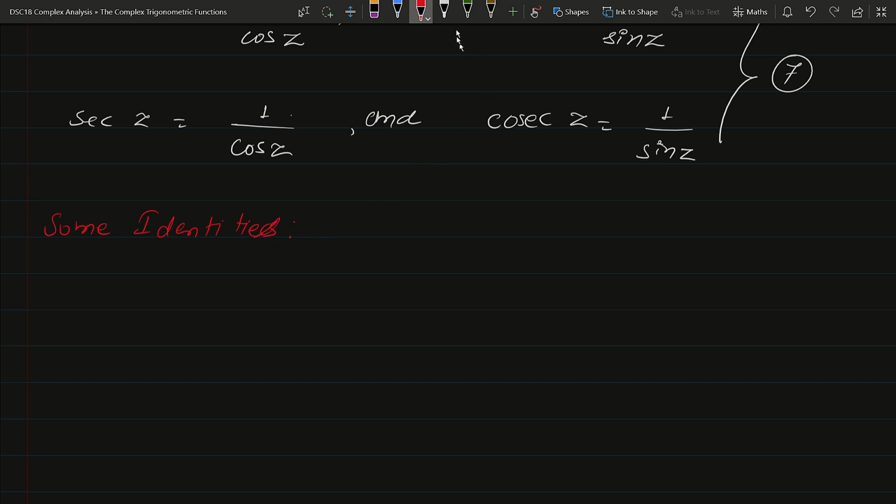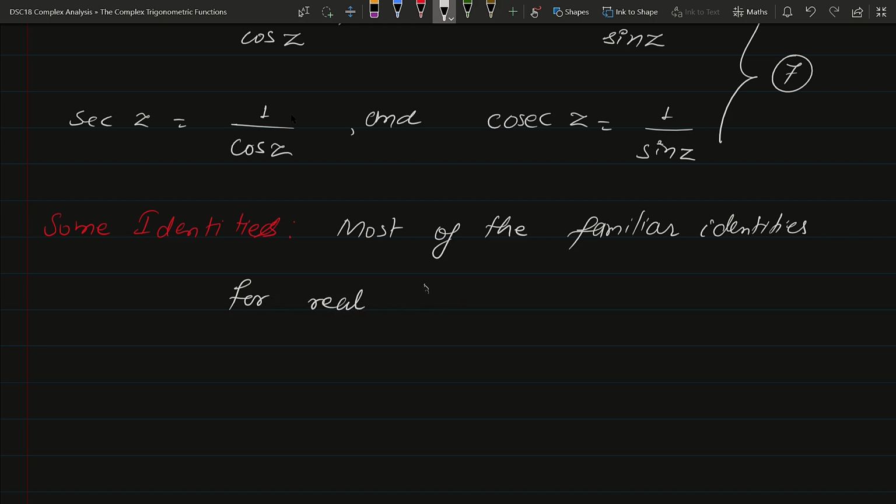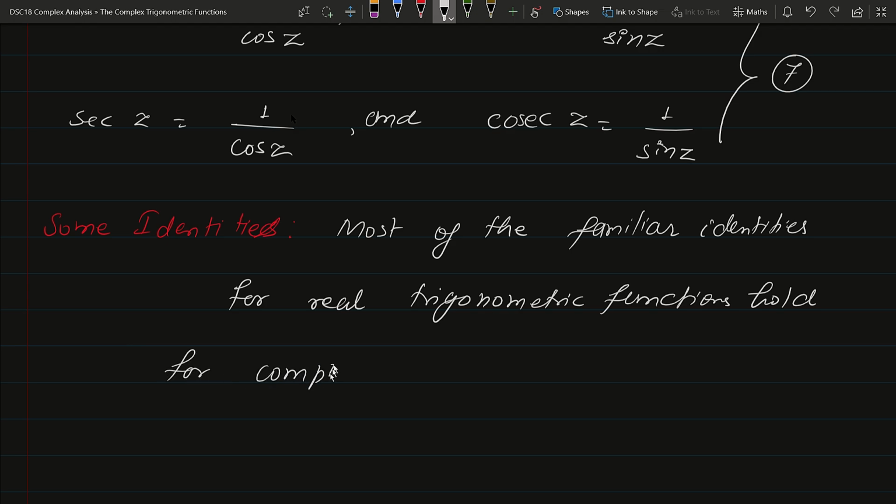Some identities. Okay, so let me write that most of the familiar identities for real trigonometric functions hold for complex trigonometric functions.